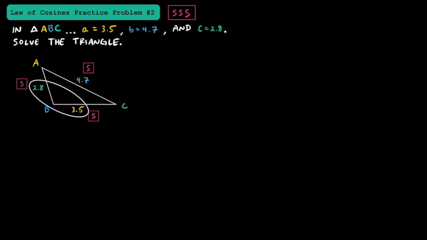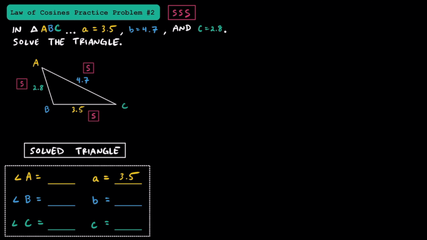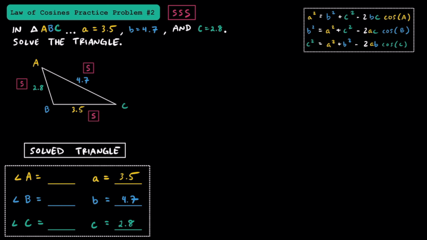So 2.8 plus 3.5 is definitely bigger than 4.7, 3.5 plus 4.7 is bigger than 2.8, and 2.8 plus 4.7 is bigger than 3.5. Since all of this checks out, we can solve this triangle. Side A is 3.5, side B is 4.7, and side C is 2.8. When you're given all three sides of a triangle, it doesn't matter which formula you use for the law of cosines since we don't have any of the angle measures. Since it doesn't matter, I'm just going to choose the middle one here.